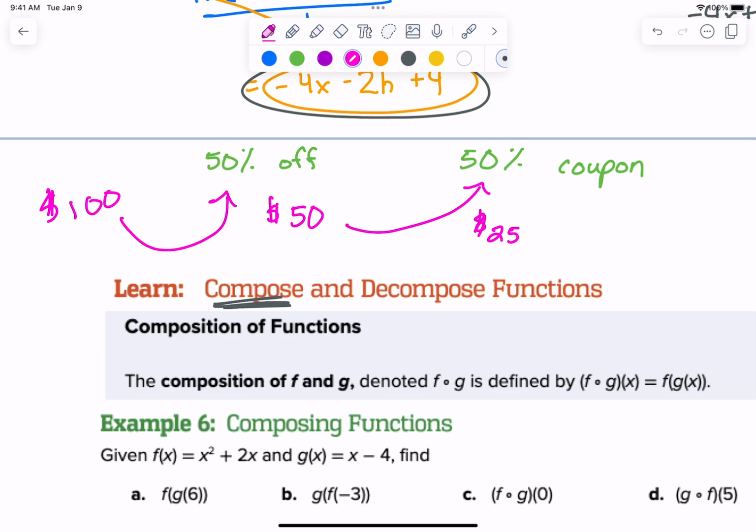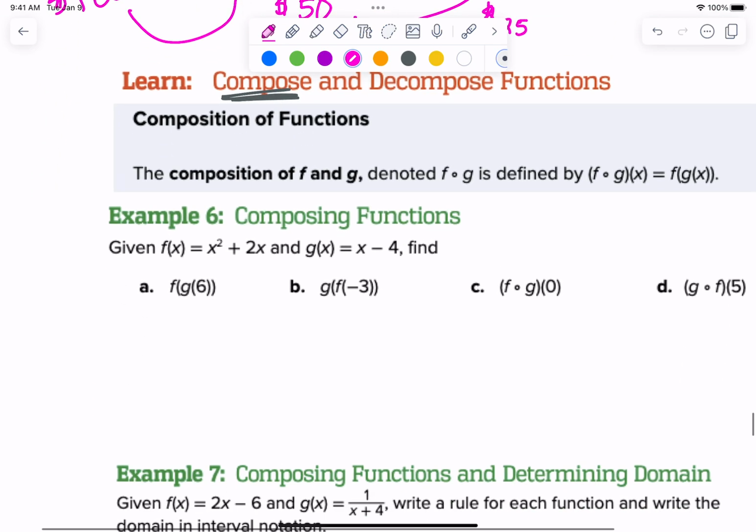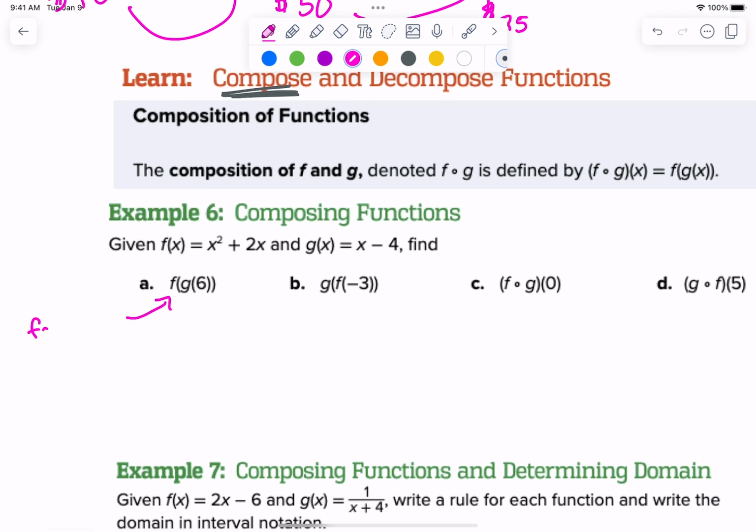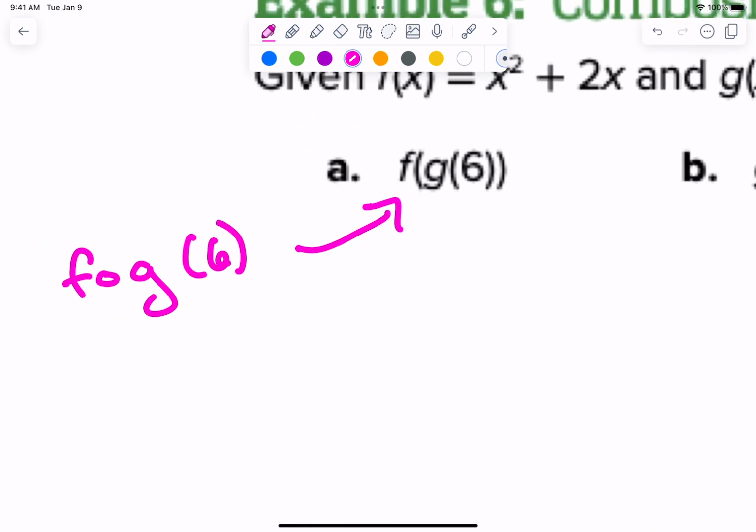Okay. So here's your example. F composed of g of x. This is called f composed of g of 6, technically. Fog is the same thing as f parentheses g of x. You can write it with parentheses or as fog. It doesn't matter. Notice that this is not multiplication. We're not taking f times g. This is composition. The g of x is stuck inside of the f. Like x would normally be here, g of x is stuck inside of there. Got it?